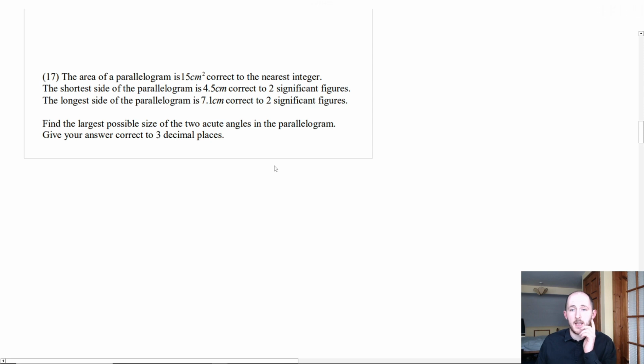Okay. So the area of a parallelogram is 15 centimeters squared, correct to the nearest integer. The shortest side of the parallelogram is 4.5 centimeters to the nearest two significant figures. The longest side is 7.1 centimeters to 2 significant figures. Find the largest possible size of the 2 acute angles in the parallelogram. Give your answer correct to 3 decimal places.